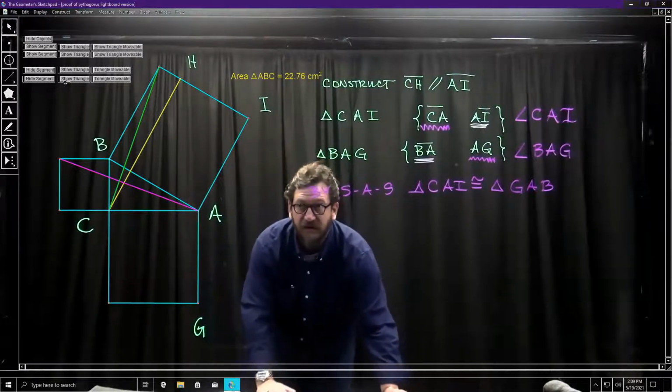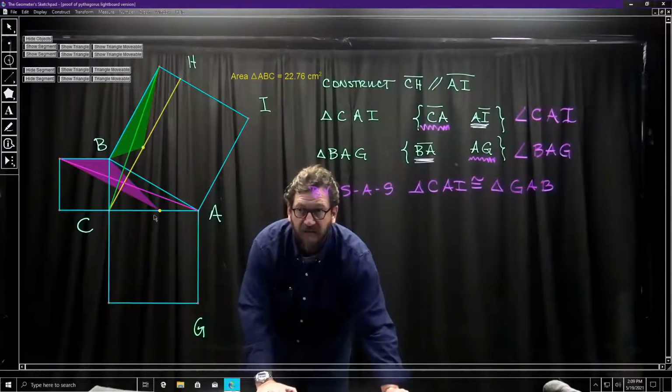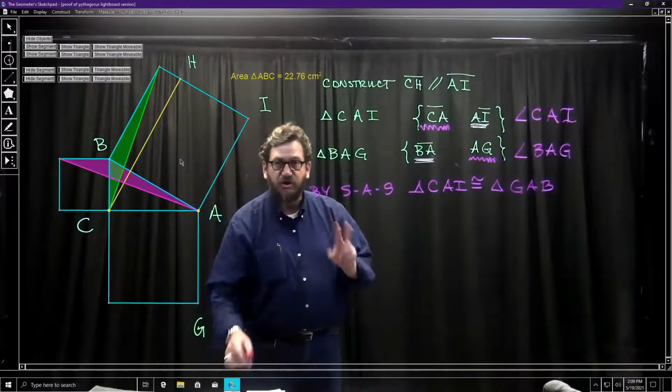So let's take a look at two triangles. And I'll have to move them to their proper position to start the proof. But let's take a look at where they are. So now I'm looking at two different triangles.